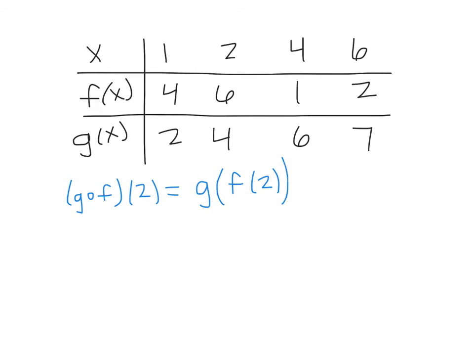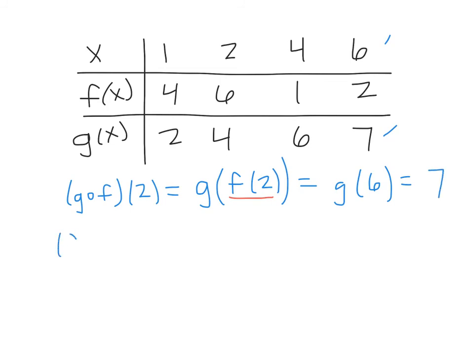So first thing we do is we evaluate f of 2. From the table we see when x is 2, f of 2 is equal to 6. So we replace f of 2 with what it's equal to, 6. And now we use the table to determine what g is when x is 6. We can see that when x is 6, g of 6 is 7.